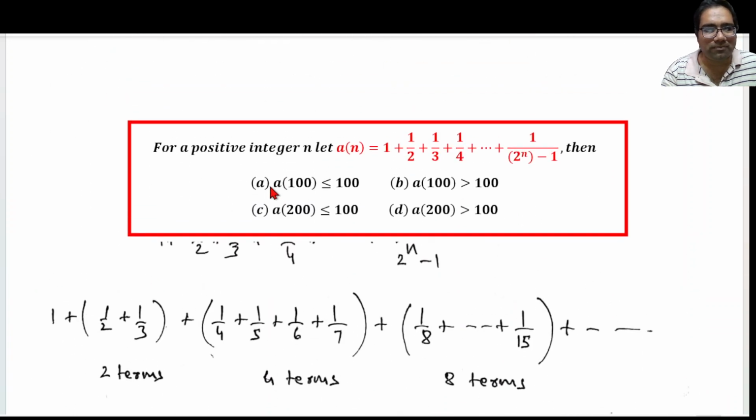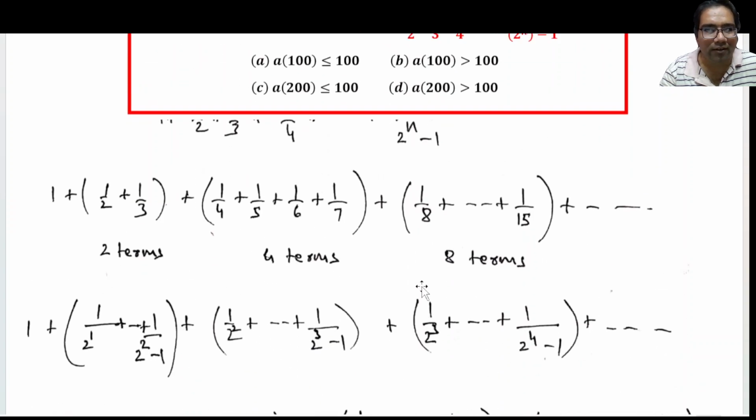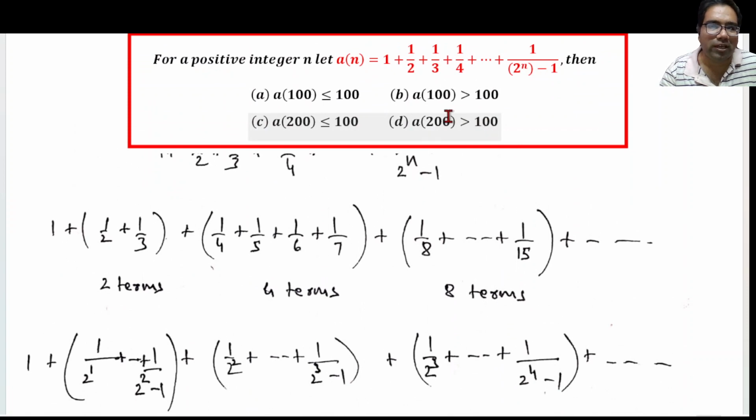That means A of 100 should be less than 100. Fantastic. We know A of n is less than n. But do we know A of n is greater than n by 2 or not? Here the condition is, you are concerned about A of 200. Is it greater than 100 or not? That is the question. We know it is less than 200. Is it greater than 100 or not?